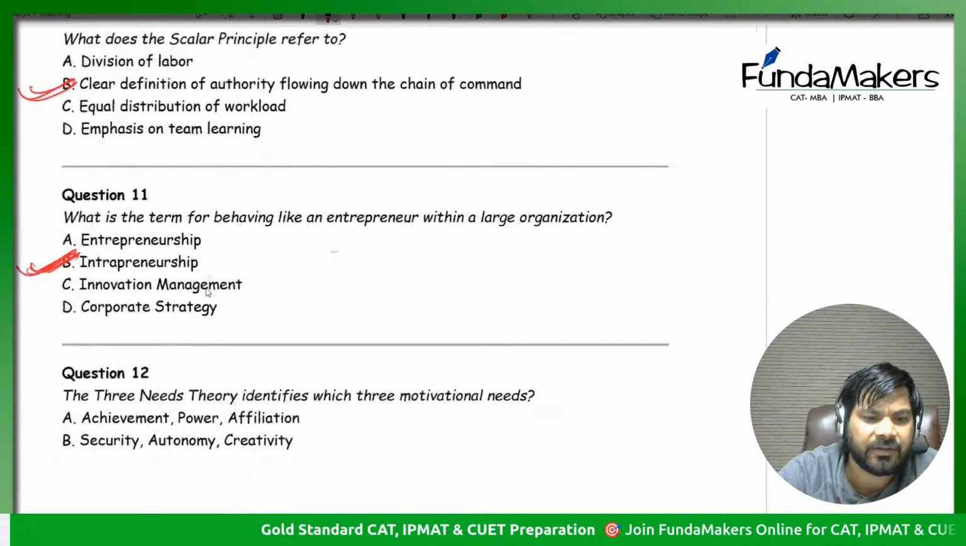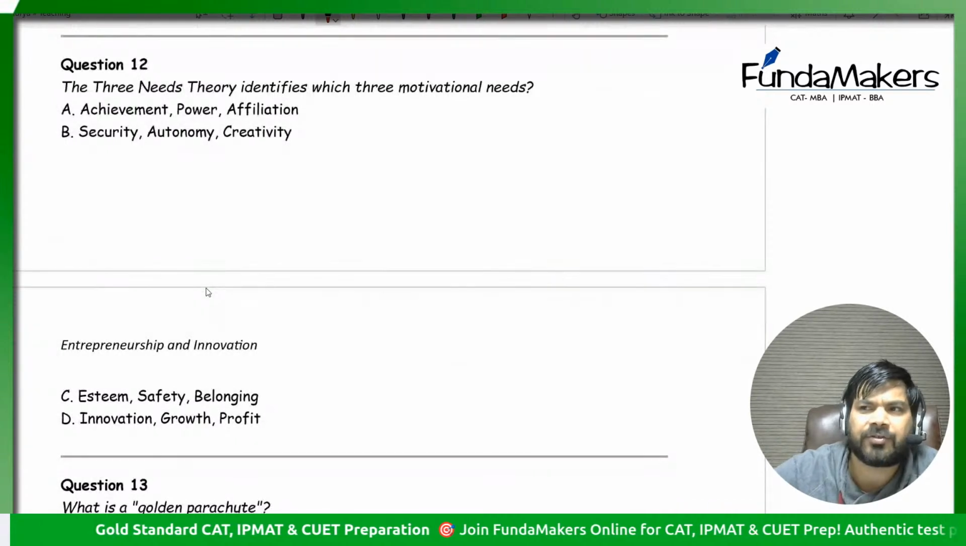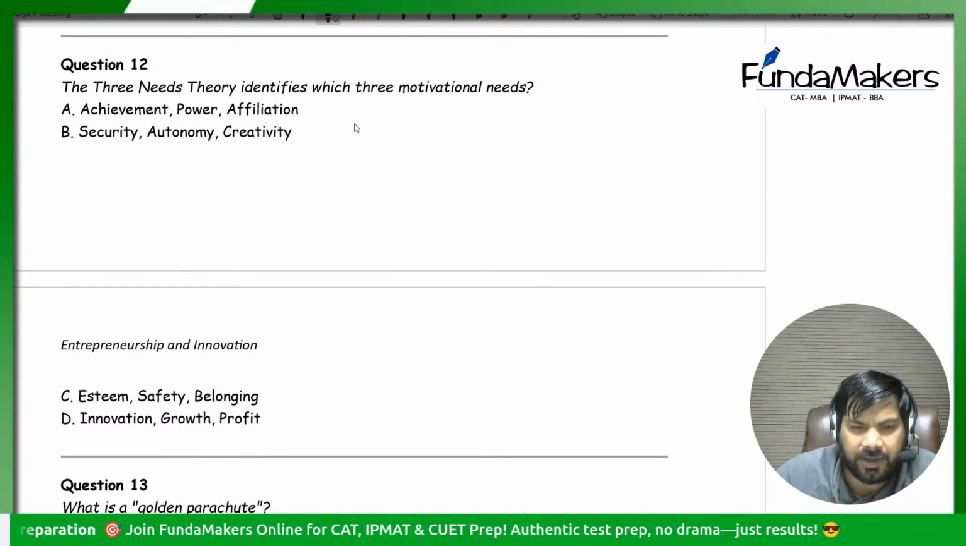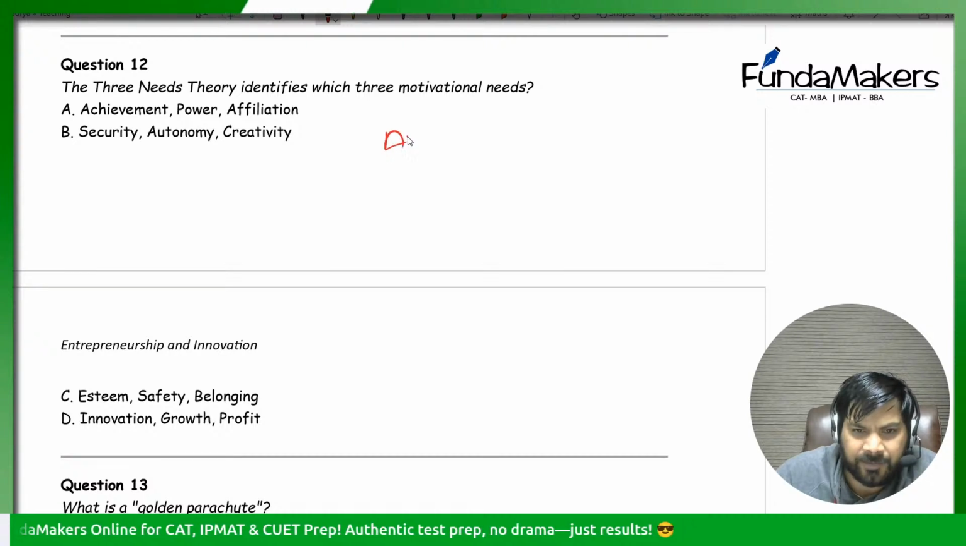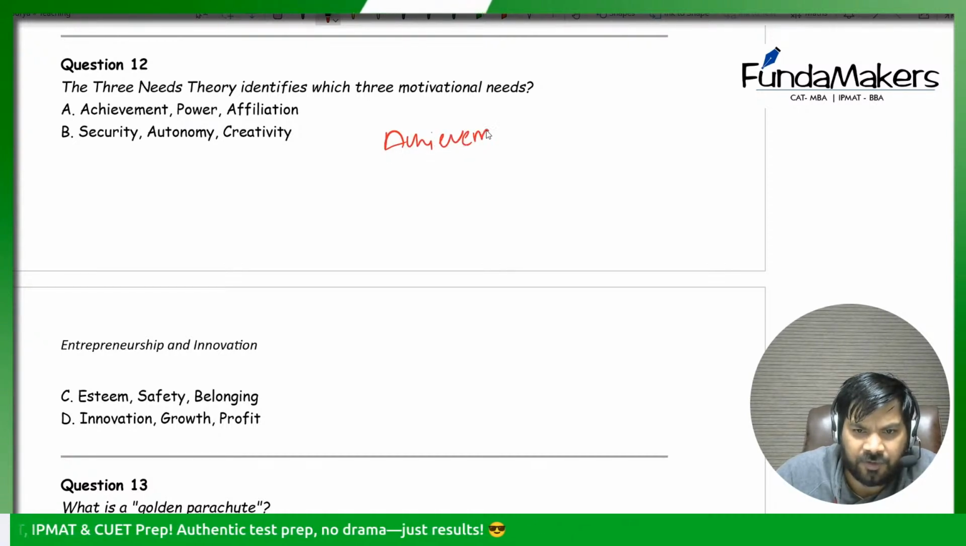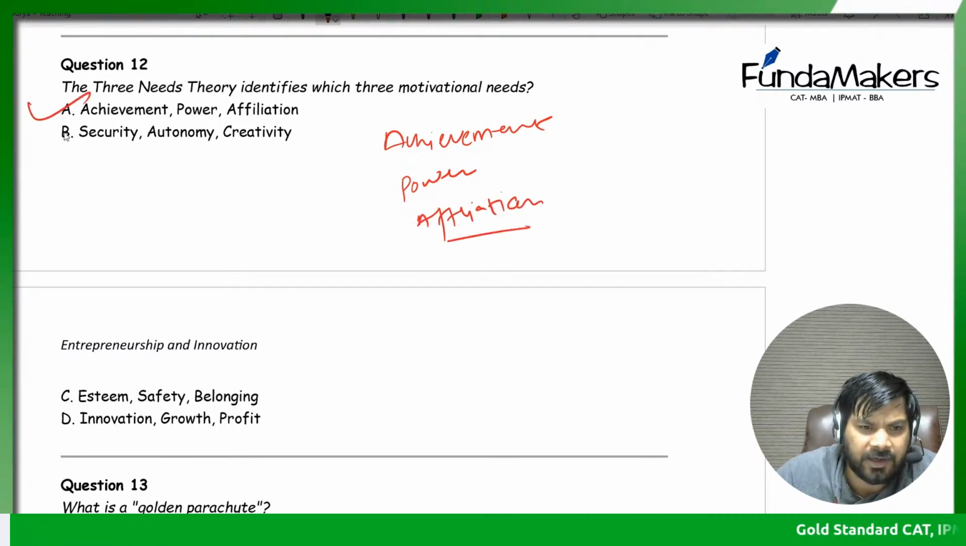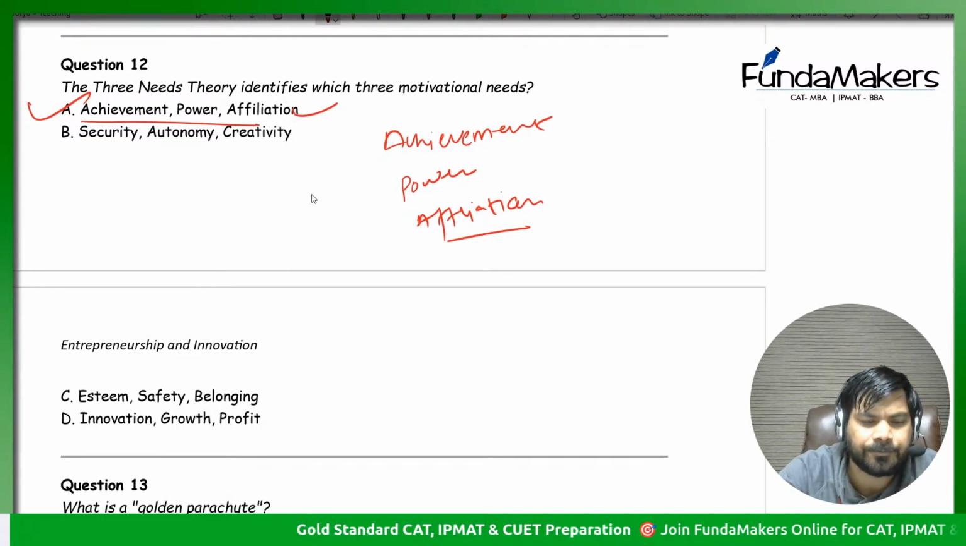Next, the three needs theory identifies which three motivational needs? Achievement is a motivation, power, and affiliation. So, I think the correct answer should be A, achievement, power, and affiliation. This is the correct answer.